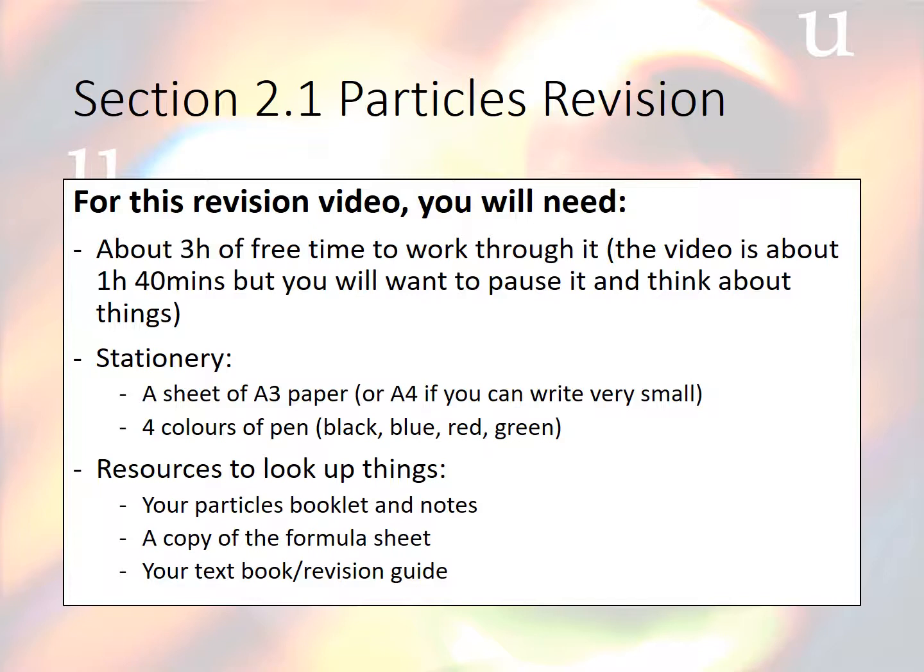It's quite a lot of information, and I'll be using 4 colours of pen, so I would get those as well. A few other things you might need. Copy the formula sheet to see exactly what you're given in terms of baryon numbers and so on, and also a copy of the textbook or revision guide and your particles physics booklet and notes. Once you're ready, move on and enjoy.